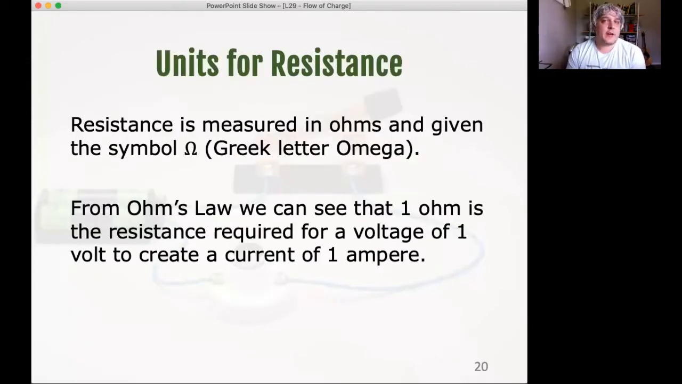We define the amp as 1 coulomb per second, and in the same sort of idea, we're going to define the ohm as the resistance required for 1 volt to create a current of 1 amp. So that's the definition. We have all these things that are defined based on one of something else. 1 amp is 1 coulomb per 1 second. 1 ohm is the resistance needed for 1 volt to produce a current of 1 amp.